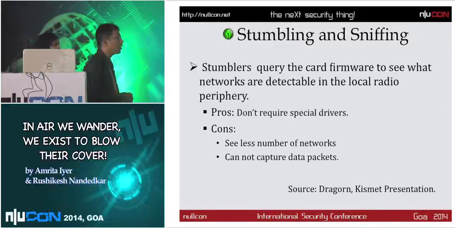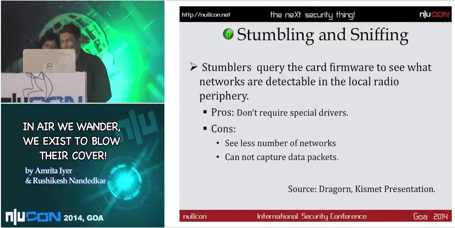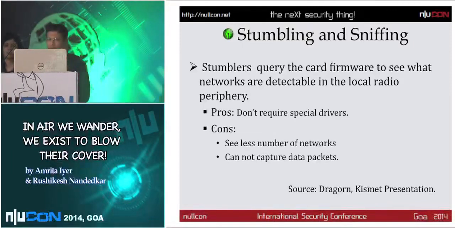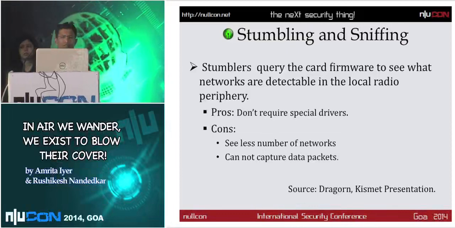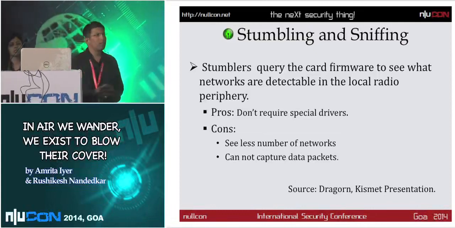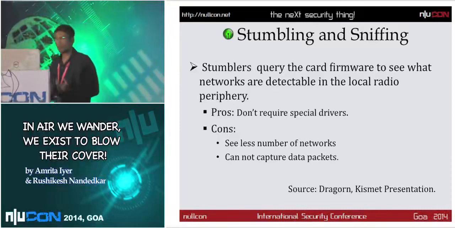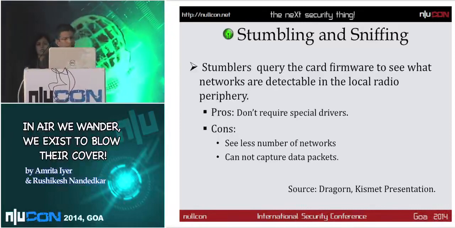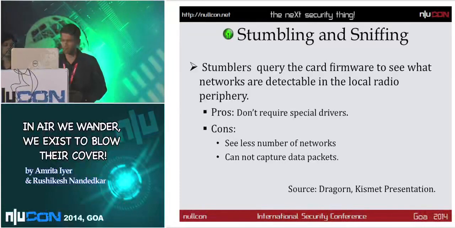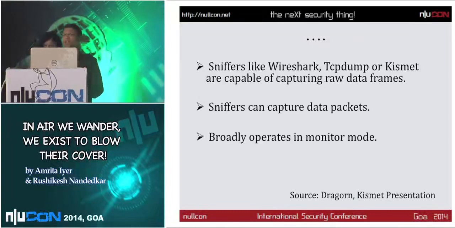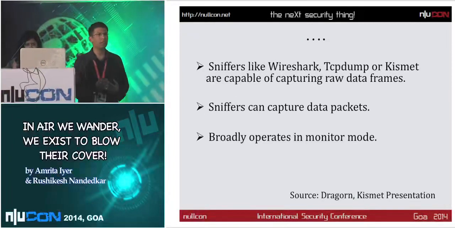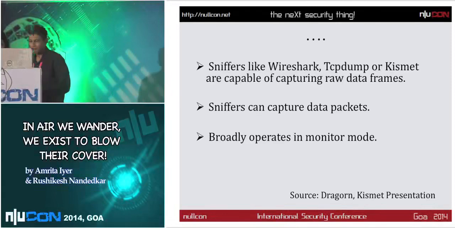Some basic definitions again, stumbling and sniffing. I have inherited this slide from the Kismet presentation given by Dragon. Stumblers are applications which query the card firmware to see what networks are detectable in the local radio periphery. The positive point is that they don't require any special driver to be installed. The negative point is that they see fewer packets, fewer networks, and cannot capture data packets. In the case of sniffers, we are all aware of tcpdump, Wireshark, Kismet and whatnot, capable of capturing almost everything that is available and readable by 802.11 standards.